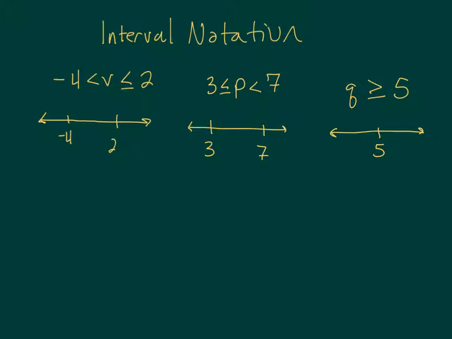So interval notation is another way to write a set of numbers when we have a continuous set of numbers. If I'm not restricting myself to integers, if I'm allowing decimals, if I'm allowing fractions, we can't actually list all the numbers that are between -4 and 2, because what's the number just before 2? Is it 1.9? Is it 1.99? Is it 1.99999? You get the idea. You can't list them all.